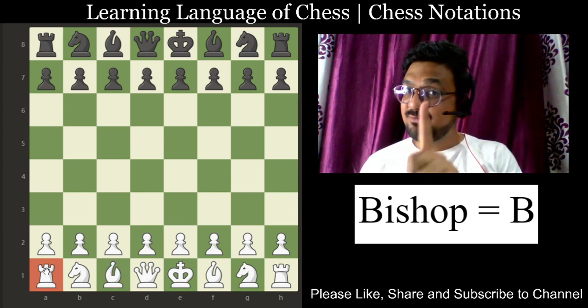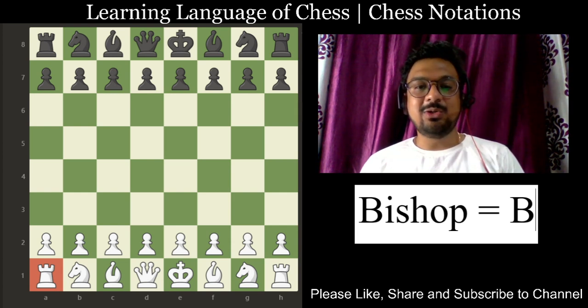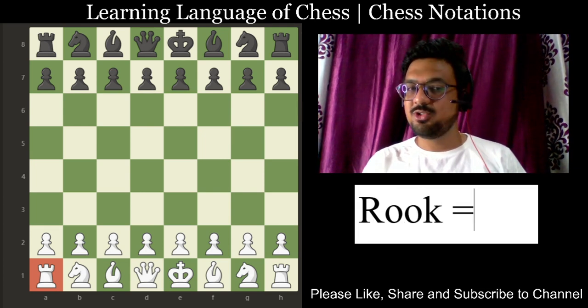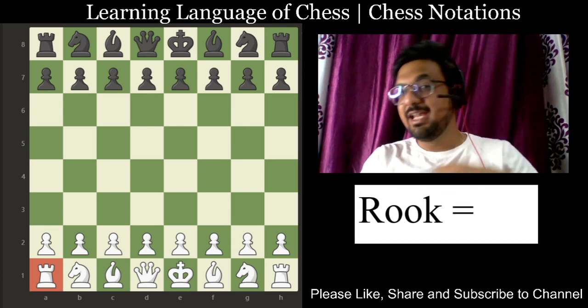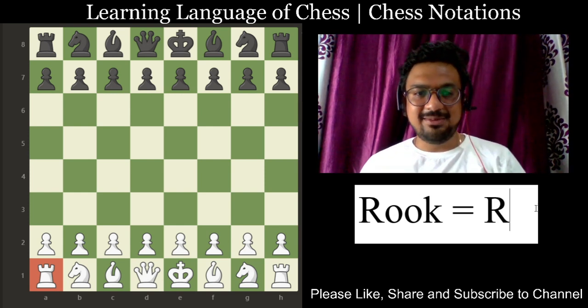Let's go to the rook. Wait a minute, I have not missed the knight. Knight will come at the end. So let's go to the rook. The rook will have a nickname. Come on, any guesses? Yeah, you are right. It's R. That's the first alphabet.